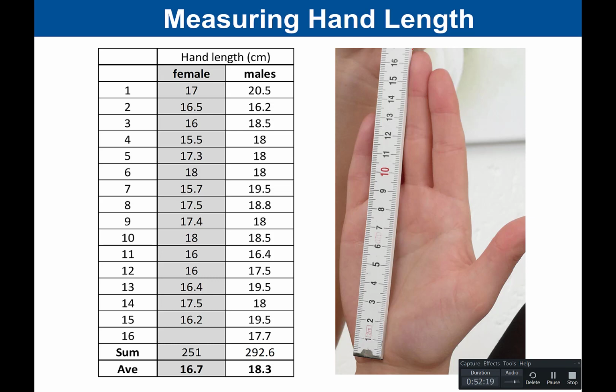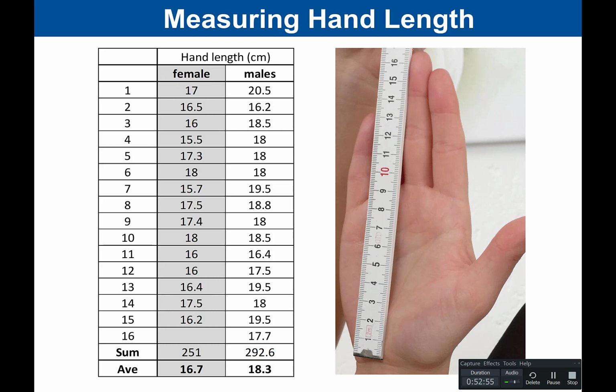For males, when you add up all those numbers, your sum is going to be 292.6. And when you divide that by 16, there's 16 data points, you get 18.3. So what you can see is, on average, do males or females have a longer hand length? The answer is that the males on average have a greater hand length. But notice this is on average. It's not always the case.